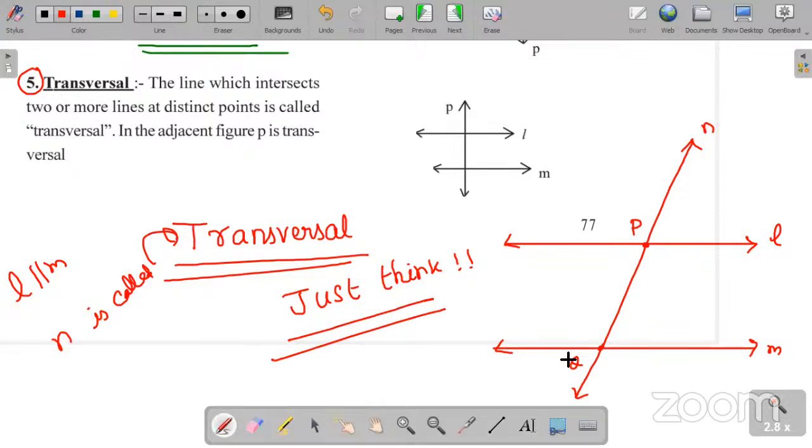See, this is one of the transversals. A transversal is also a line. That means the line which intersects two or more lines at distinct points, at different points. Distinct means, don't get confused, P and Q are different points, distinct points. That is called a transversal. In the adjacent figure, here N is the transversal. I have drawn a separate figure. If L and M are parallel, N intersects at two different points P and Q. N is called the transversal. Yes or no?